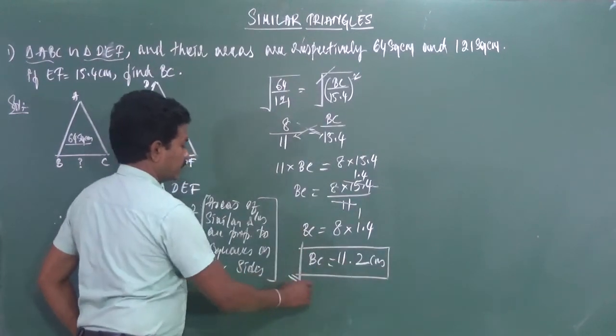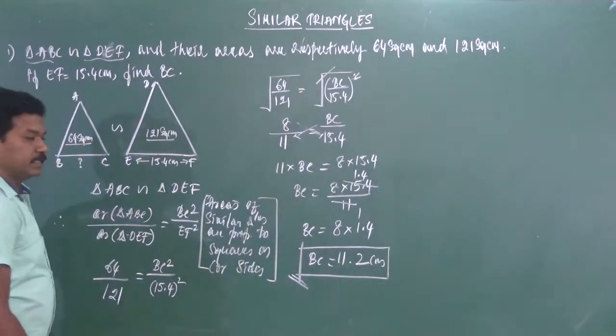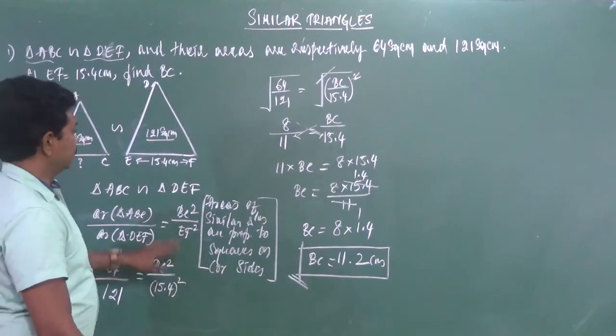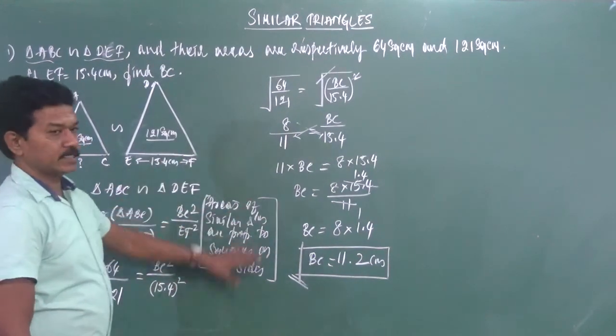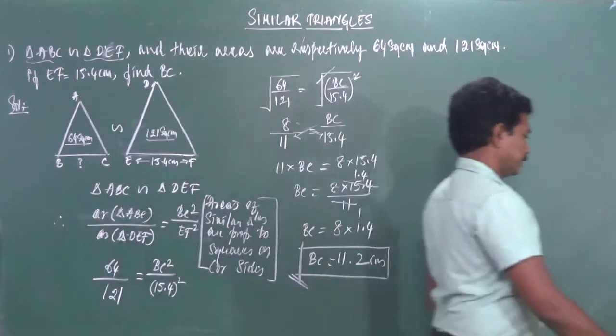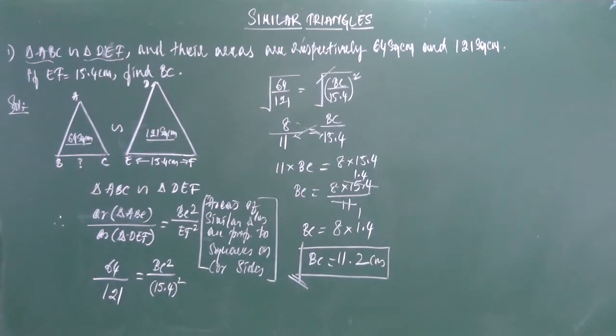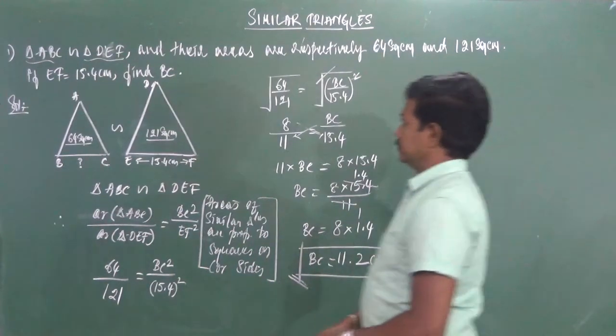So what is the length of BC? The length of BC is 11.2 centimeters. This will be asked for 2 marks in your examination. Right. We go with the next problem.